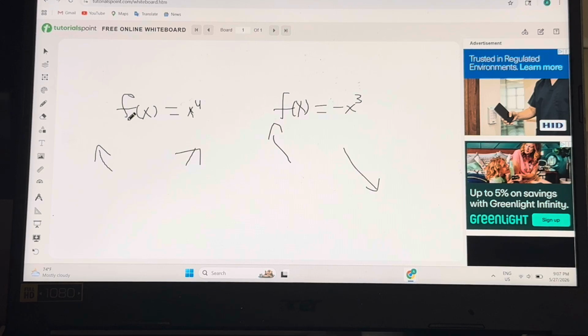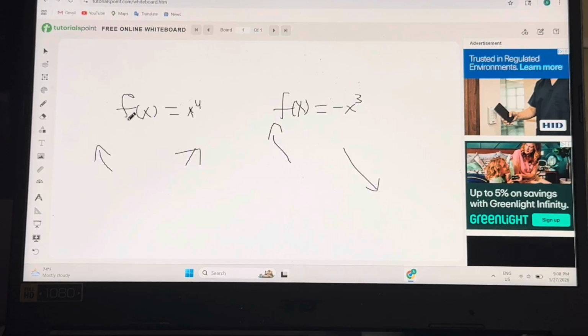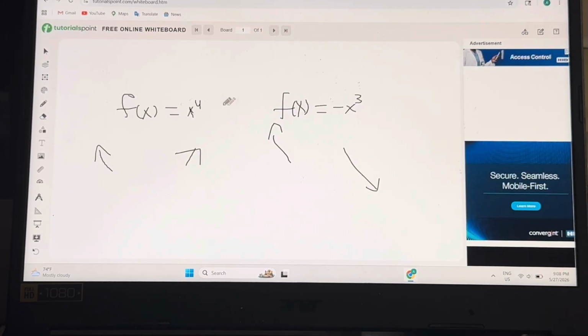Next thing I want to talk about is end behavior. End behavior tells us what happens to the graph as x becomes very large positive or very large negative. Two things determine our end behavior: the degree of the polynomial, which, as I explained, is basically the highest exponent, and the leading coefficient.